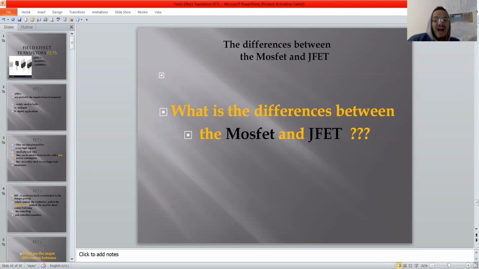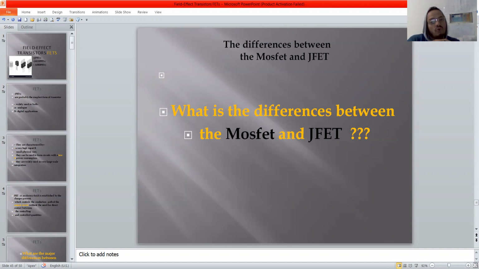Field effect transistors are probably the simplest form of transistor, widely used in both fields: the first one is analog, the second one is digital applications. They are characterized by a few great qualities: very high resistance and small physical size. They can be used to form circuits with low power consumption. And because of all that, they are widely used in very large scale integration.